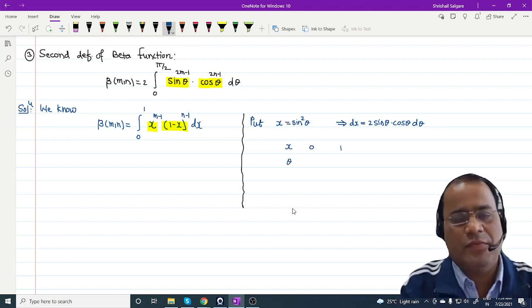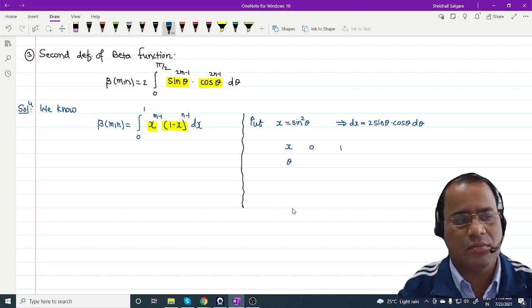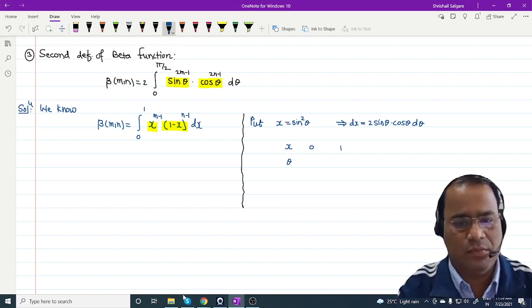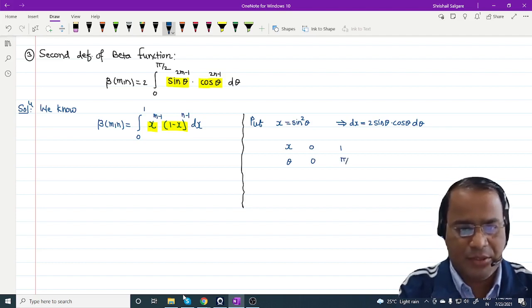For what value of theta is sine 0? Quickly. For what angle is sine 0? 0. Yes, sine 0 is 0. Similarly, for what angle is sine 1? 90, that can be written as pi by 2. Those are the required results. If you refer to them, 0 to pi by 2 are the required limits.